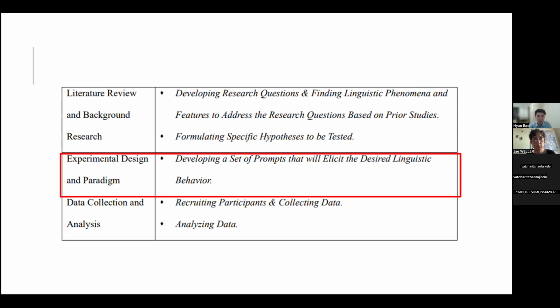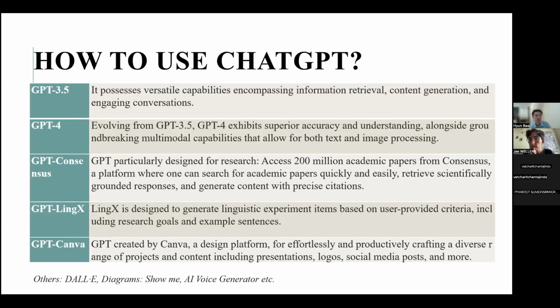And I marked the middle part with red because I thought this part would be incredibly useful for many linguists. So these are some descriptions of what these GPTs do. Each of them has unique features and they can be used for research effectively. So we are going to use GPT 3.5 because everyone can access it.